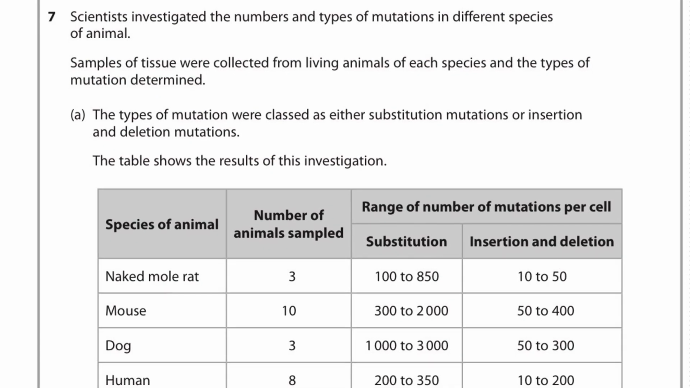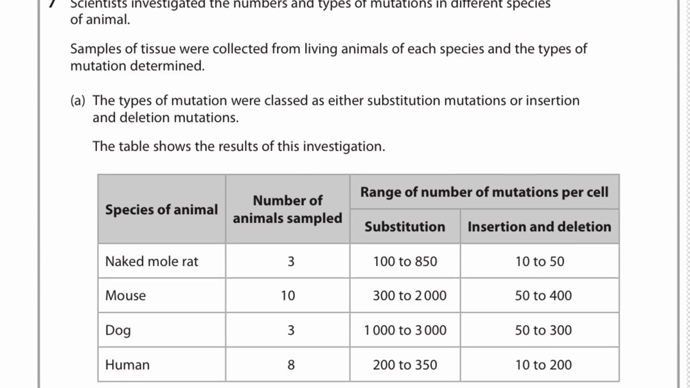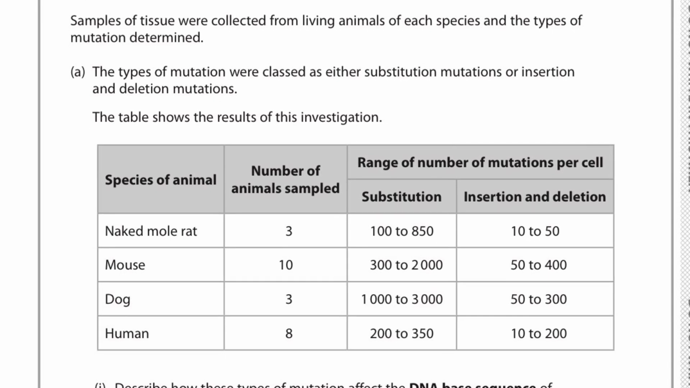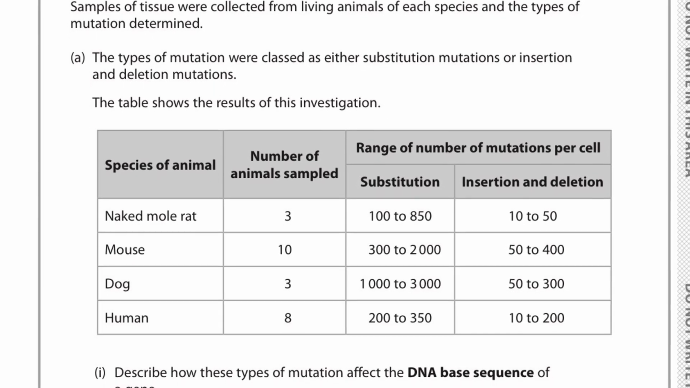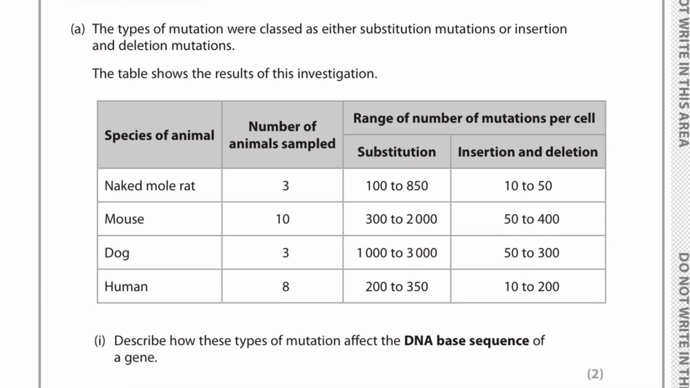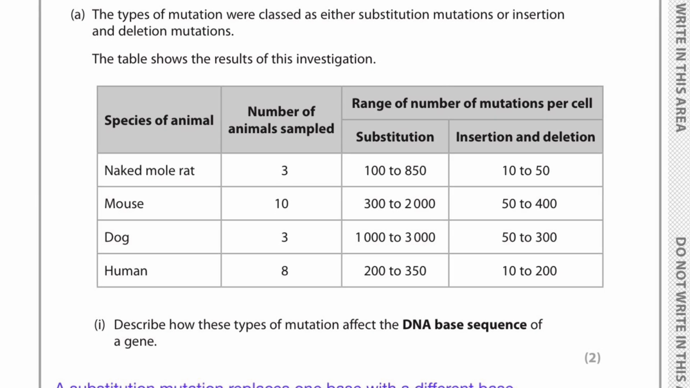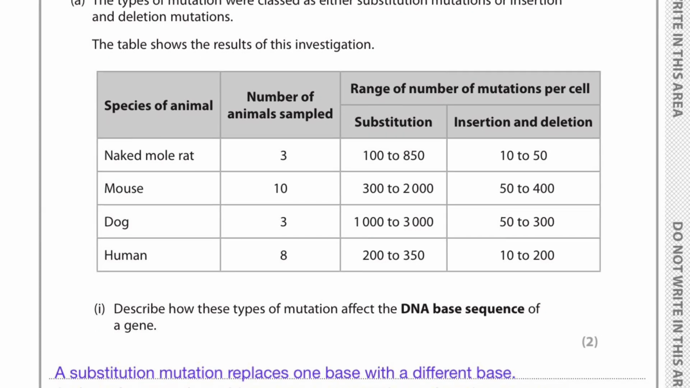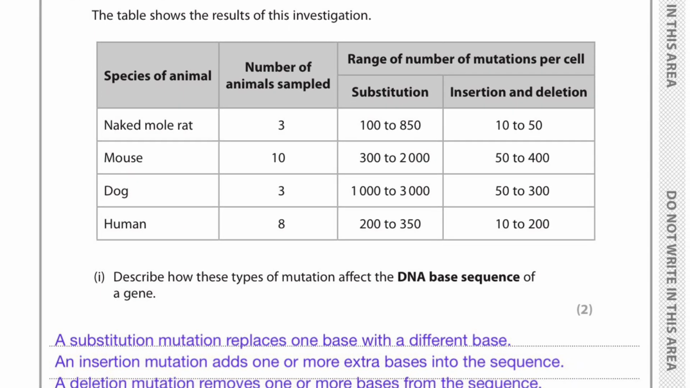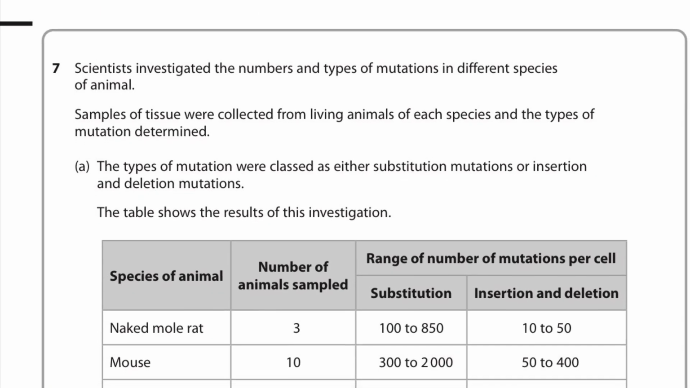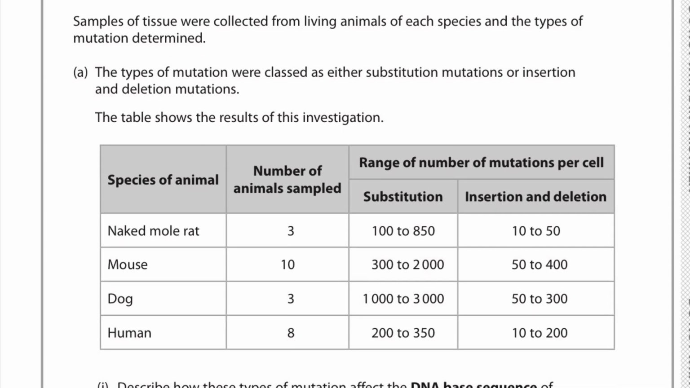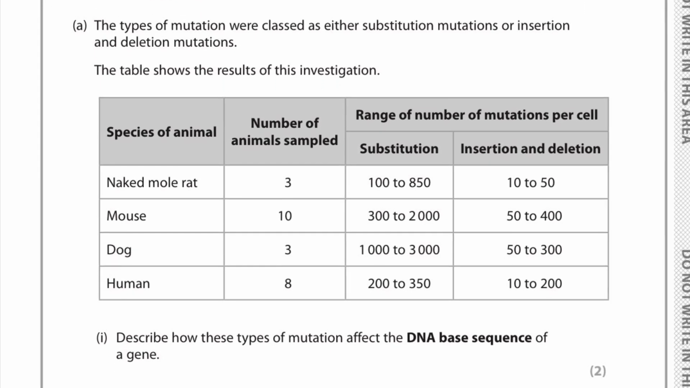In question 7, they say, scientists investigated the numbers and types of mutations in different species of animals. Samples of tissue were collected from living animals of each species, and the types of mutations were determined. The types of mutation were classed as either substitution mutations or insertion and deletion mutations. They show a table with results. The table shows the number of animals sampled for each species and the range of mutation numbers for substitution and insertion or deletion types. Here they are studying genetic mutations across animals like naked mole rats, mice, dogs, and humans. They are comparing how many mutations happen and what types.